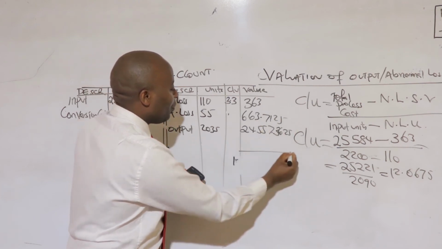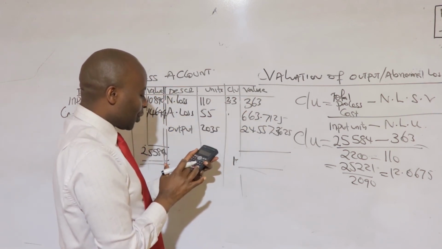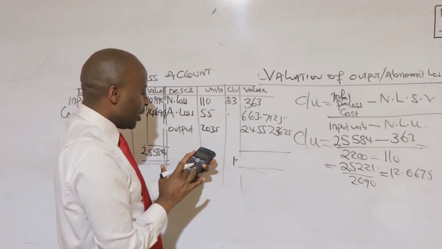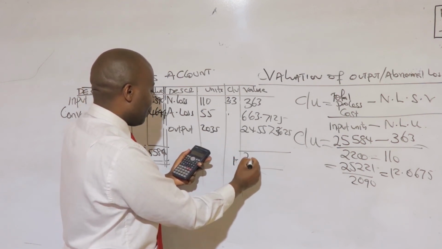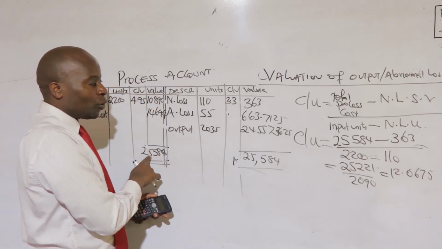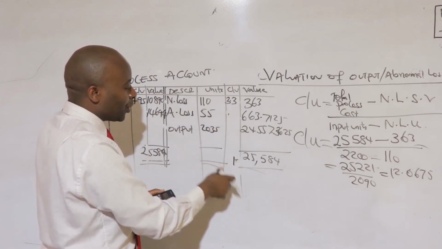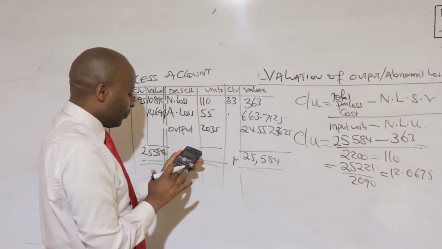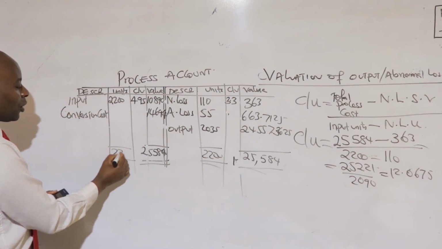So if you want to know whether you are correct or wrong, try adding the three. 24,557.3625 plus 663.7125 plus 363 gives the answer. I'm getting 25,584, just like this one here. So they have to agree, in form of units and also in form of values. In units, 110 plus 55 plus 2035 gives me 2,200, which is exactly the same quantity that we have here, 2,200.